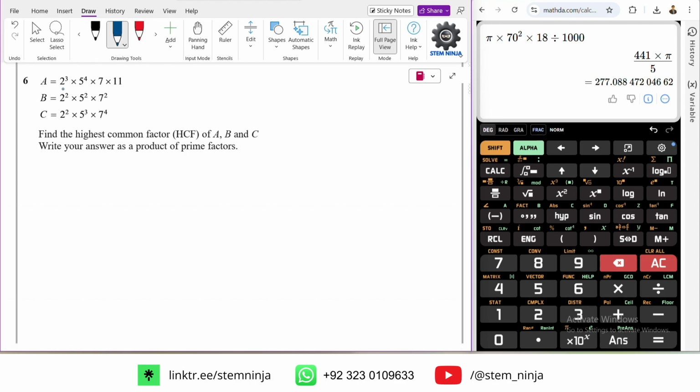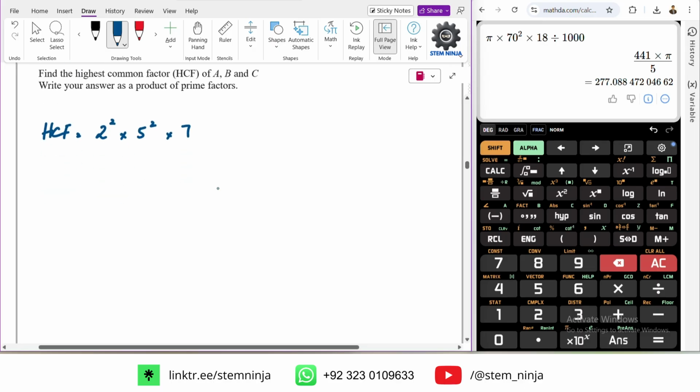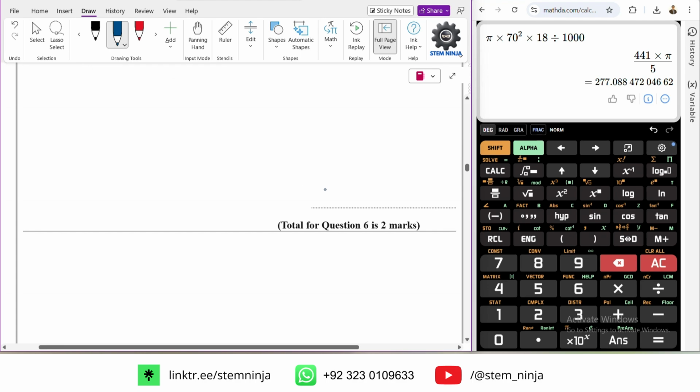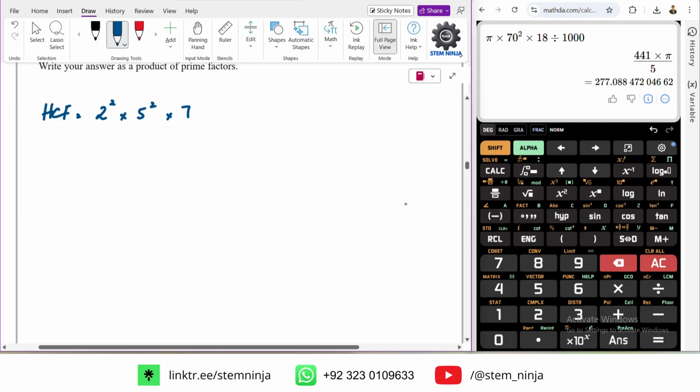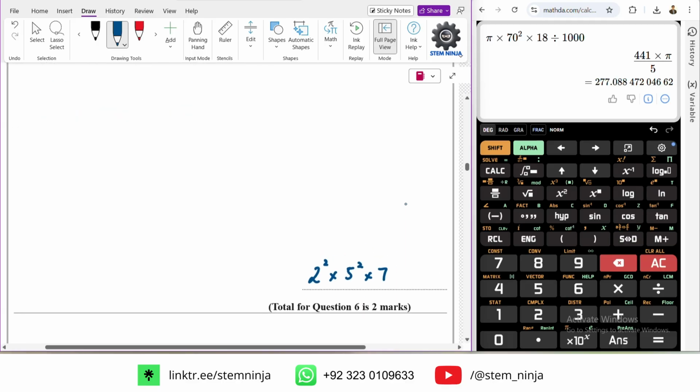So this is easy. We choose the prime factors with the lowest power. So the HCF would be 2 squared times 5 squared times 7. 2 has the lowest power of 2, 5 has the lowest power of 2, and 7 has the lowest power of 1. That's it. So 2 squared, 5 squared, times 7. Let's move on to the next question.